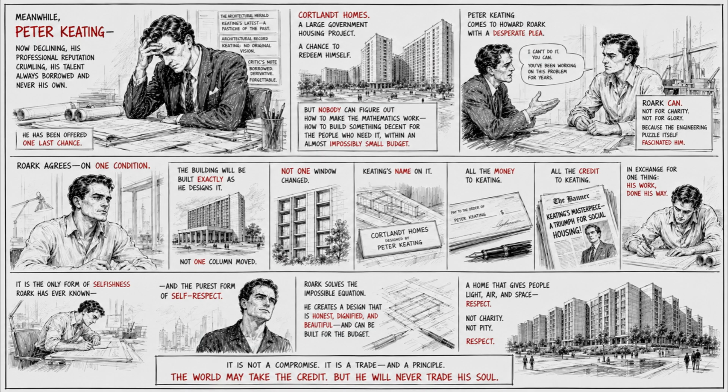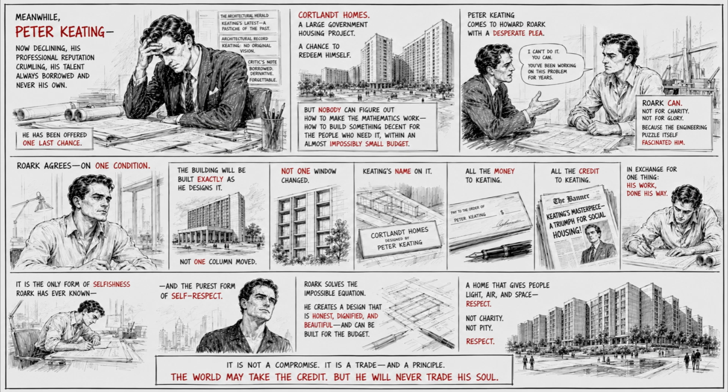Meanwhile, Peter Keating, now declining, his professional reputation crumbling, his talent always borrowed and never his own, comes to Roark with a desperate plea. He has been offered the chance to design Courtland Homes, a large government housing project. He knows he cannot do it. Nobody can figure out how to make the mathematics work, how to build something decent for the people who need it within an almost impossibly small budget. Roark can. He has been quietly working on this very problem for years. Not for charity, not for glory, because the engineering puzzle itself fascinated him.